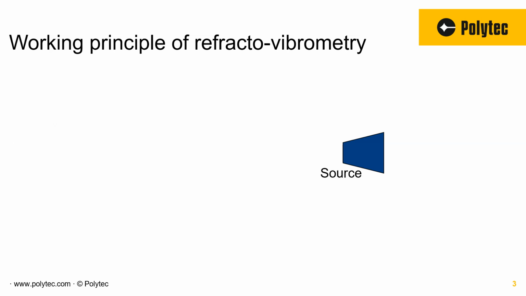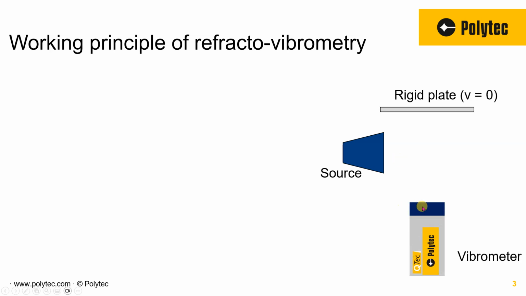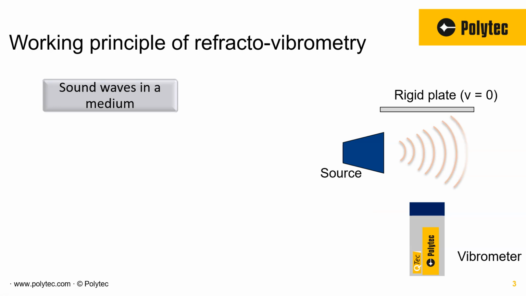What is it and how does it work? First of all, this is the source that we are trying to characterize. The setup looks like the following. Perpendicular to the source, we'll put a vibrometer and a rigid plate, zero velocity, absolutely no movement, on the other side. And then we start the excitation on your source, whether it's a speaker or an ultrasound transducer, whatever it may be, through a medium, air, water, whatever.